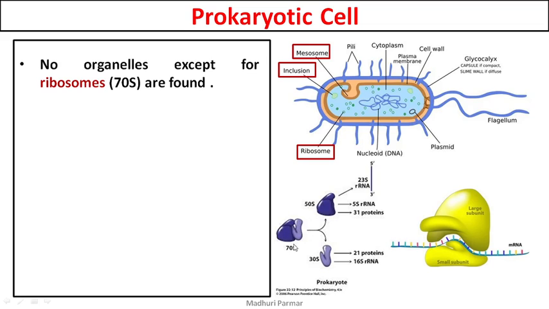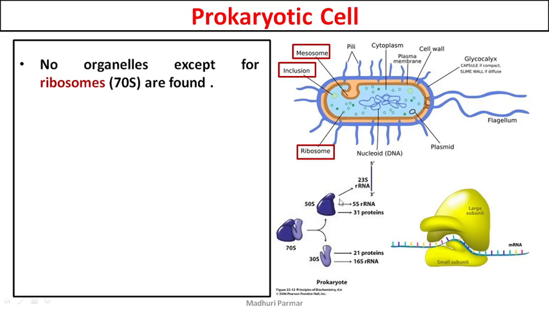Together, 50 plus 30, you should think, oh, it should give you 80. But no. Together, 50 plus 30 will give you 70S. So when the ribosome is complete with the large and the small subunit, it gives you a 70S ribosome. Clear? So the prokaryotes have 70S ribosomes. Ribosomes are actually factories for making protein. So you have this mRNA, messenger RNA, and the ribosome will read the message from this messenger RNA and start producing protein.